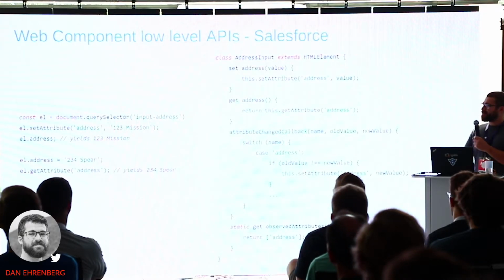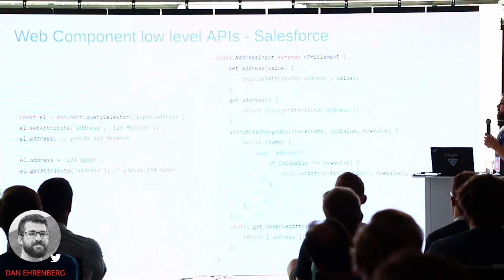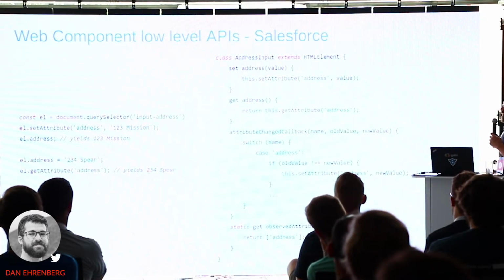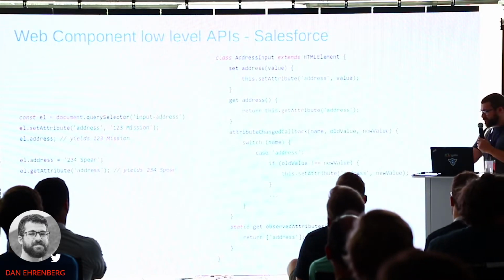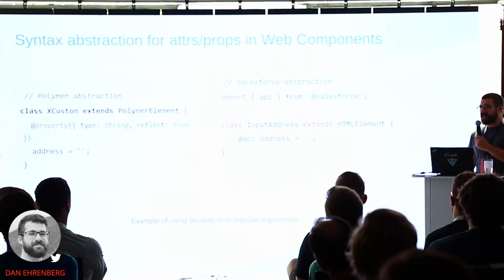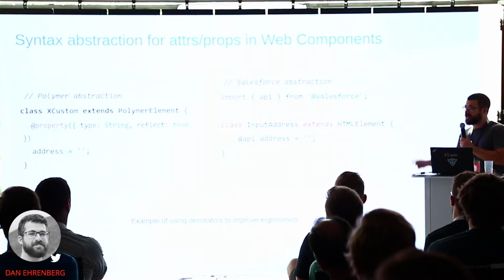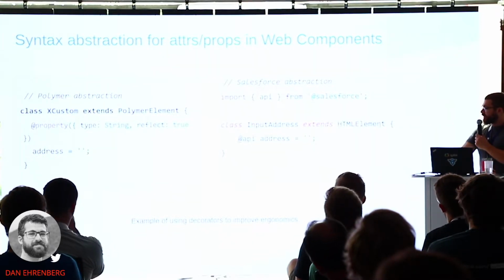So anyway, to give some examples, in Salesforce, they want to use custom elements, but it can get complicated when dealing with attributes and properties. This complexity can be encapsulated in a decorator, which in their Lightning framework is this @API. Polymer also had a similar decorator.